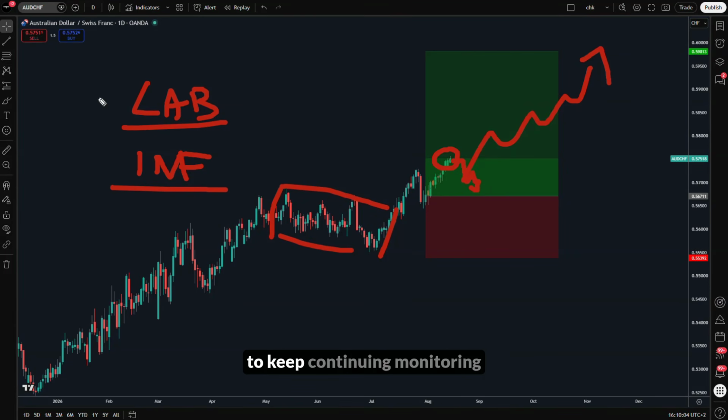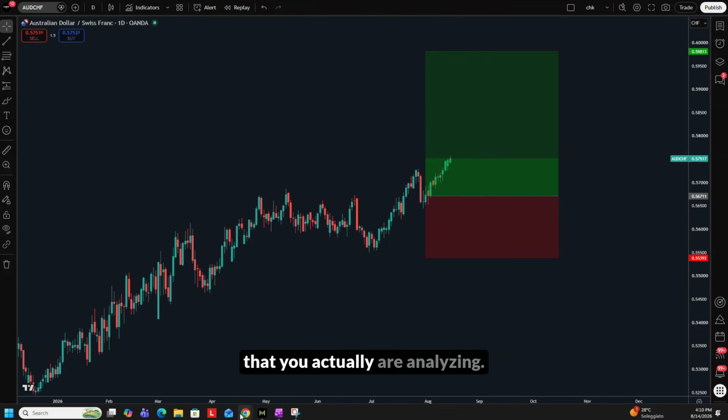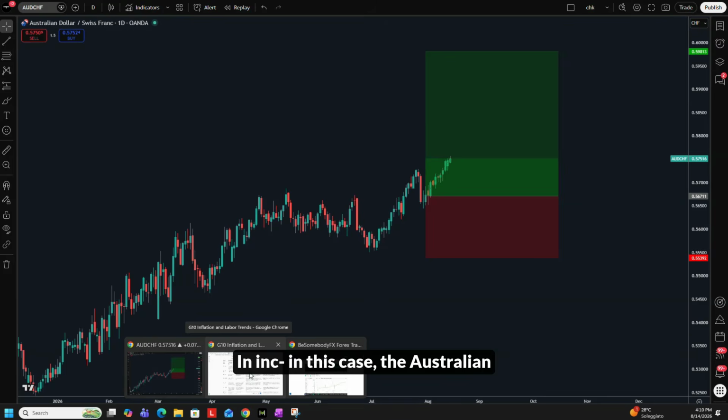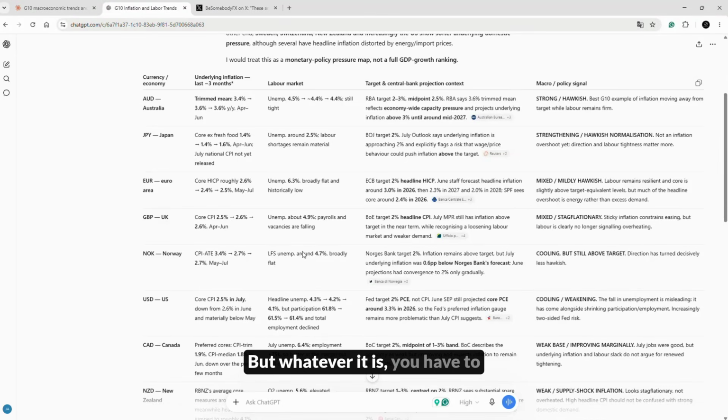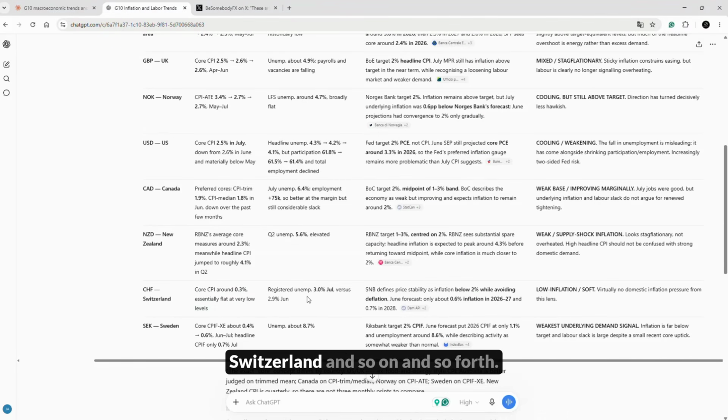So you have to keep monitoring the labor market and inflation context for the two currencies that you are analyzing, in this case, the Australian dollar against the Swiss franc. But whatever it is, you have to keep that watch list updated. So every week or after every important data point, you run this prompt again, not hunting for new trades essentially, but just to keep in check whether inflation in Australia is still high and moving higher, the labor market is still solid, inflation in Switzerland, and so on and so forth.